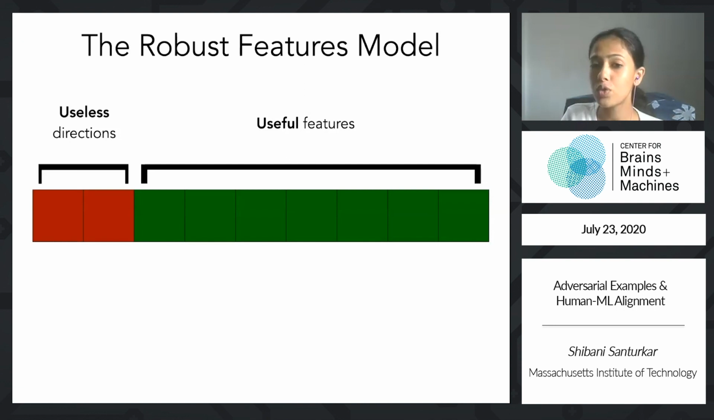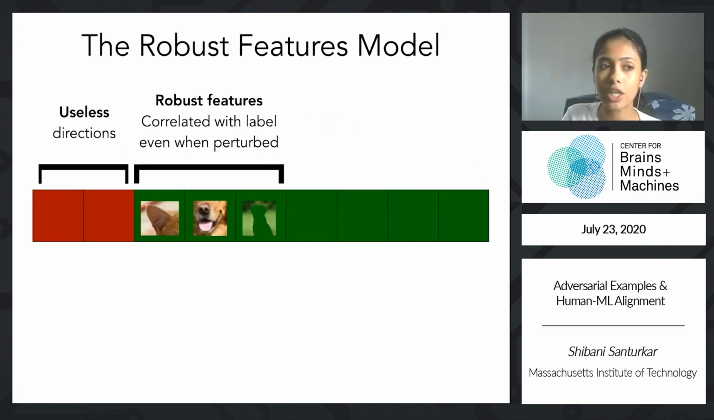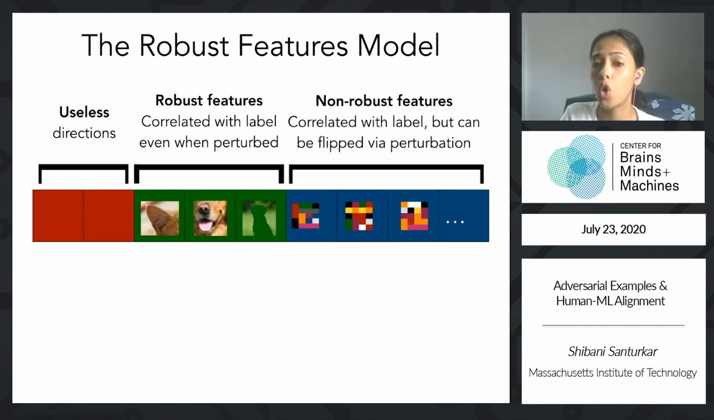What if the useful features themselves are split into what we call robust features? You can think about robust features as features that remain correlated with the label even when they're adversarially perturbed. For example, the features that we as humans use for classification are robust, because adding a small, imperceptible perturbation doesn't change the fact that these are still correlated with the original class. And then we can think about the data also containing a bunch of non-robust features.